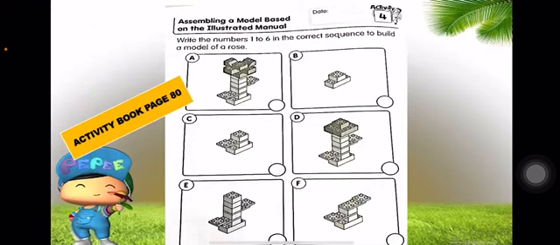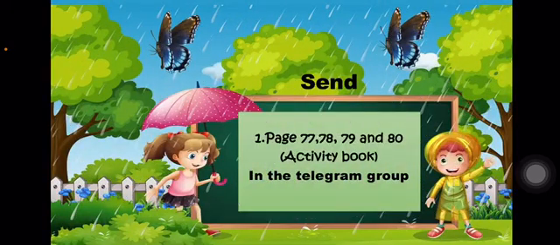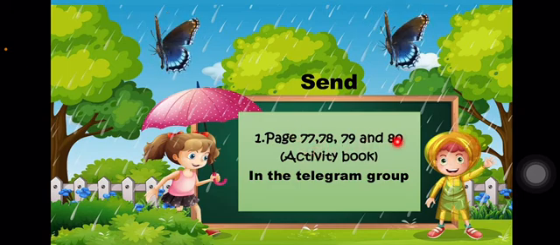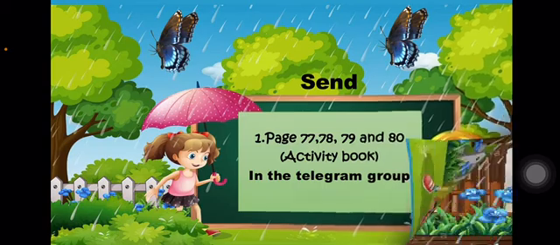Okay, last one, page 80. Write the numbers 1 to 6 in the correct sequence. Which one is number 1, which one is number 2, which one is number 3, until number 6. Okay, so after you finish, please take a picture of pages 77 to 80 and send it in the Telegram.